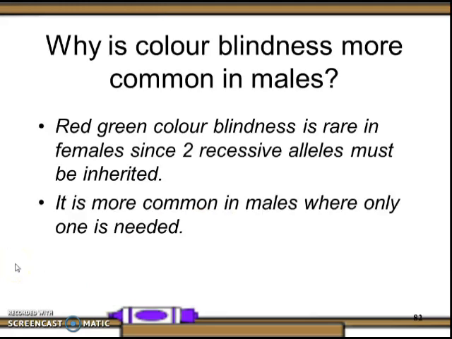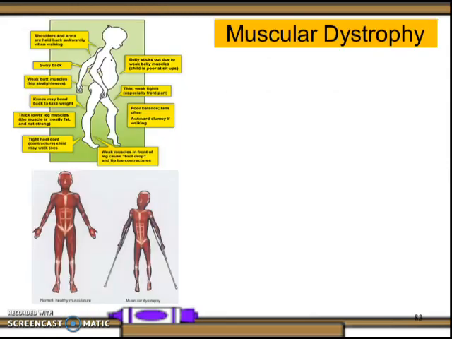Why is color blindness more common in males? Red-green color blindness is rare in females since 2 recessive alleles must be inherited, and it is more common in males where only 1 is needed.